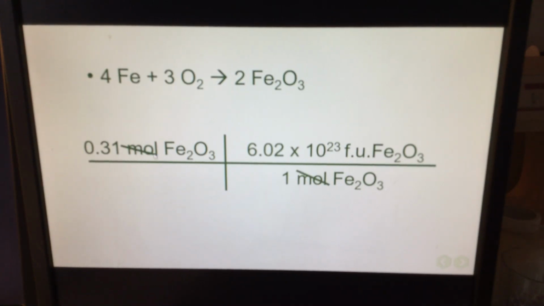Okay, 0.31 moles of iron oxide, and the moles will cancel out. We're going to keep all the numbers. So we multiply 0.31 times 6.02 times 10 to the 23rd, and that will give us 1.87 times 10 to the 23rd formula units of iron oxide. So there'll be this many particles of iron oxide. If there's 0.31 moles of it, there's this many particles.